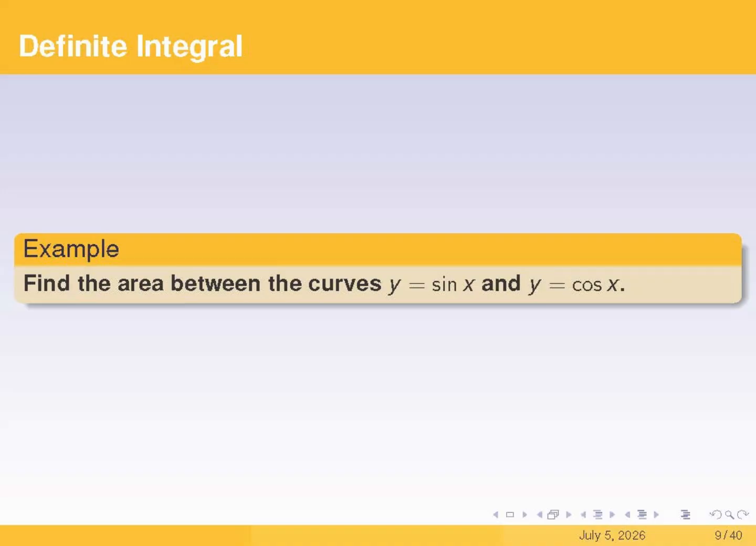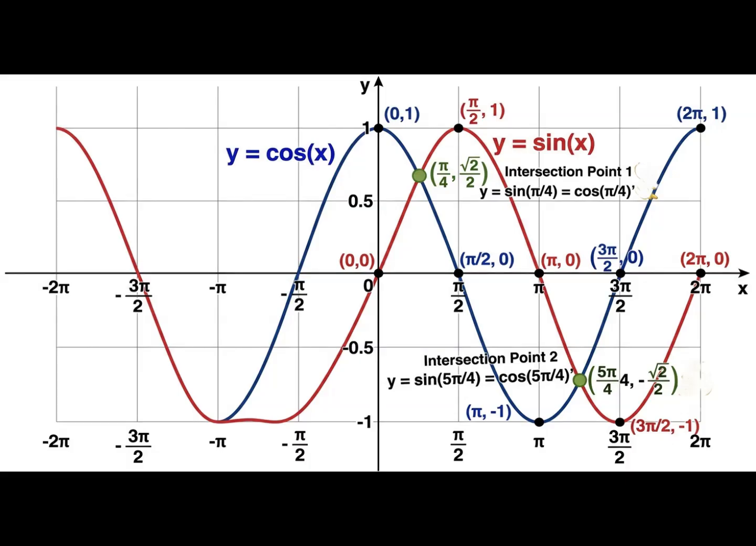In this example, we are going to find the area of the region bounded by the two curves, sine of x and cosine of x, as shown in the diagram below. Check the diagram.